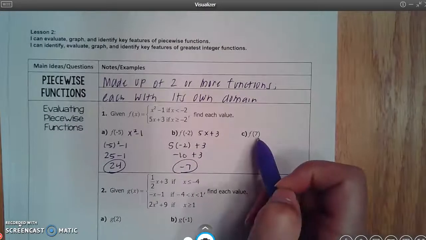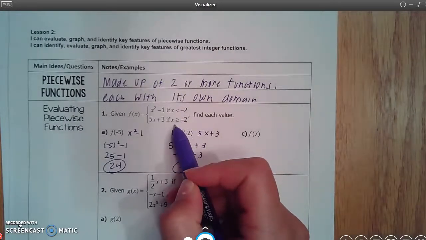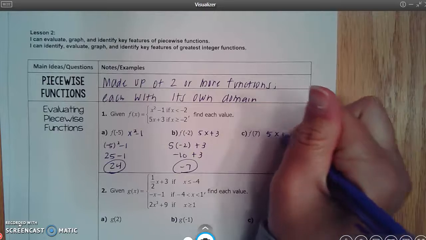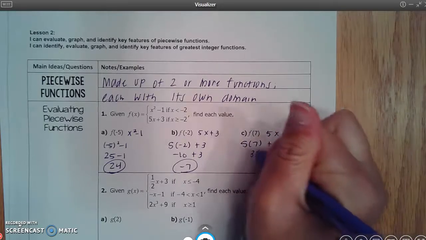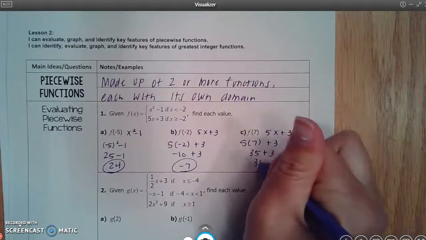Last one, plug in 7. 7 is not less than negative 2, but it is greater than or equal to that. So it means I'm going to plug it into the 5x plus 3. 5 times 7 plus 3, 35 plus 3, which is 38.